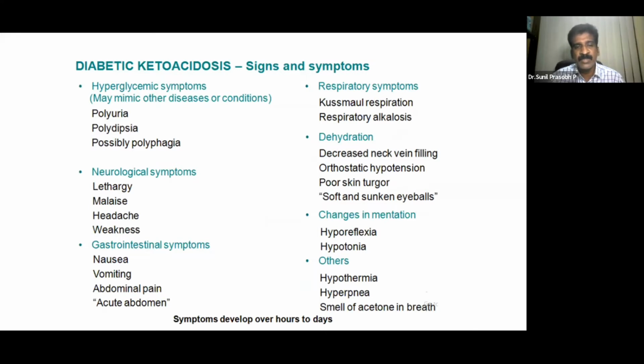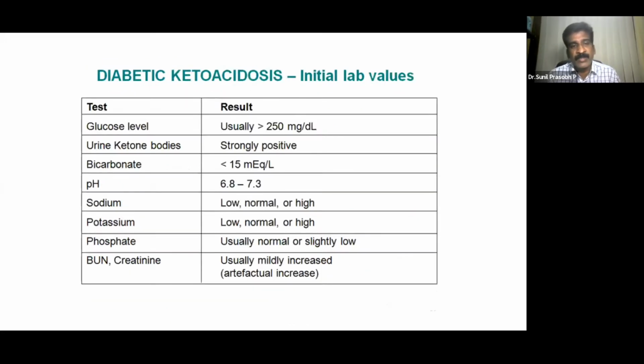The important signs and symptoms of DKA are that the majority of these patients will present with hyperglycemic symptoms like polyuria, polydipsia, polyphagia. And many of these patients will have acidotic features also, like Kussmaul's respiration. Some of them may have a smell of acetone in the breath. A variety of symptoms can happen in this group of patients. Even patients can present with abdominal pain or like an acute abdomen. All of us know all these things.